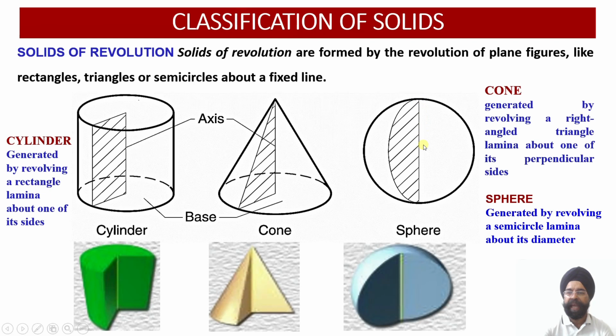Similarly, you have the third lamina, which is a semicircular lamina. So if you want to carry out the generation of a sphere, you can see this is a semicircular lamina. So if you rotate this lamina about its diameter, this is the diameter of this semicircular lamina, if you rotate it about its diameter, this is going to lead to generation of a sphere.